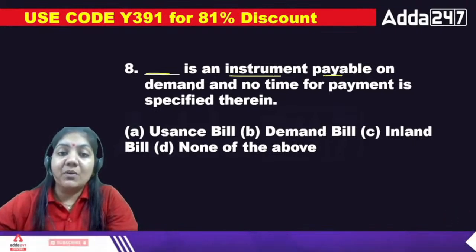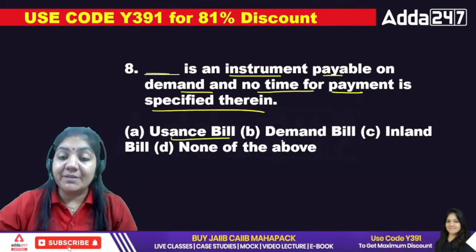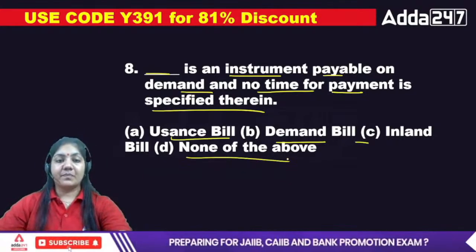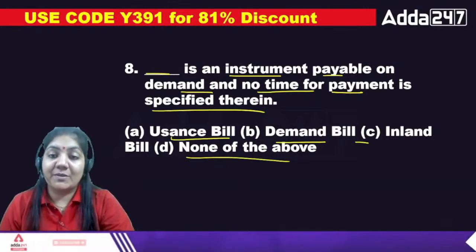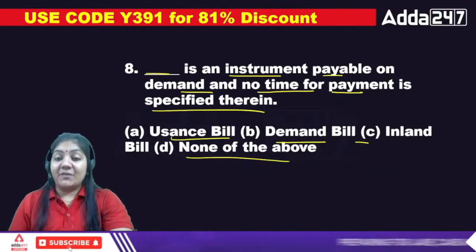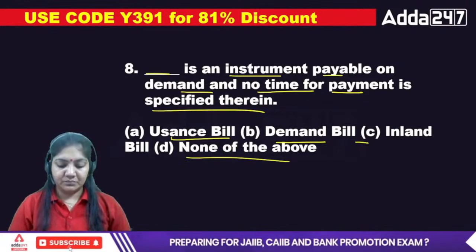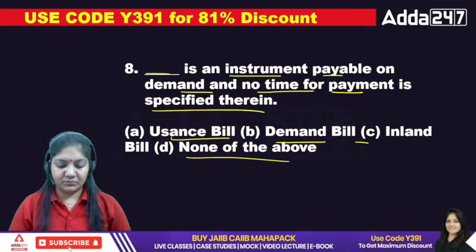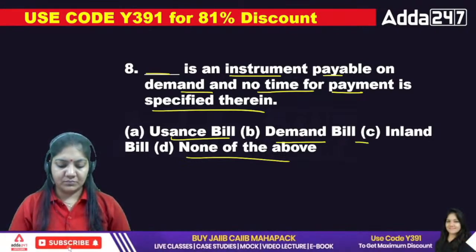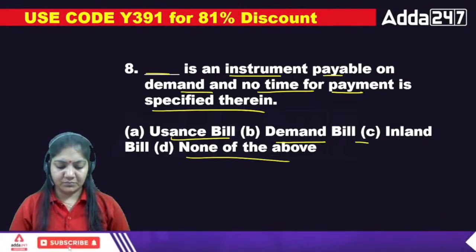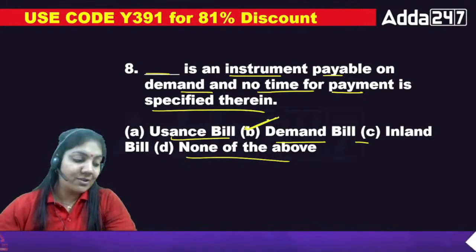Dash is an instrument payable on demand and no time for payment is specified. Whether it is usance bill, demand bill, inland bill, or none of the above. Eighth one. No time for payment is specified. If it is specified, then it is called usance bill. And if it is not specified, then what it will be called as? So for this thing, that is demand bill is the right answer. Eighth one, B is the right answer.